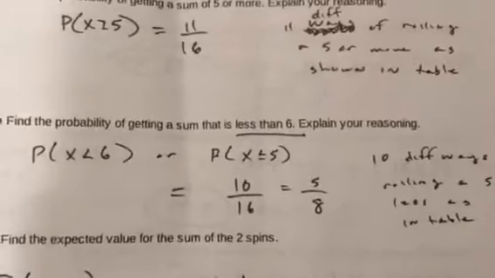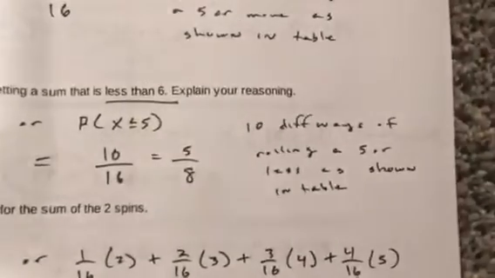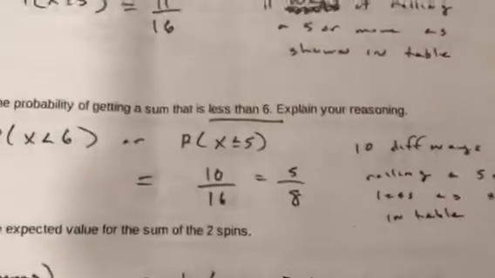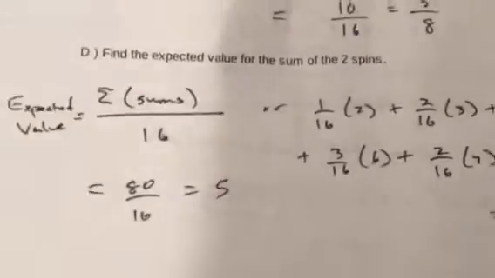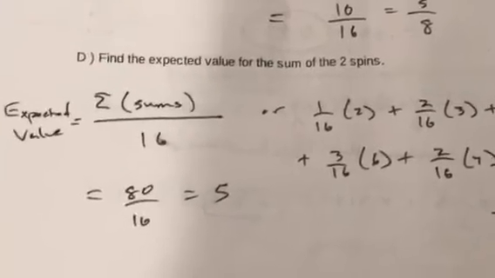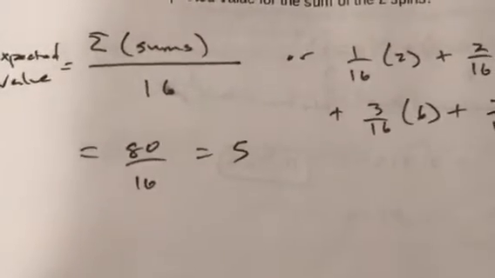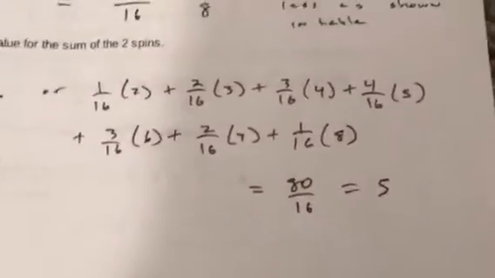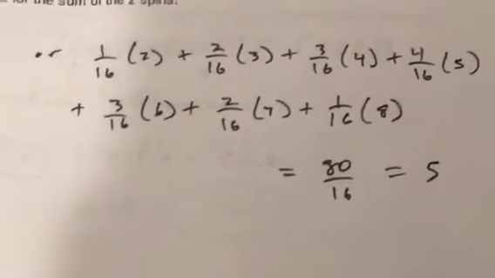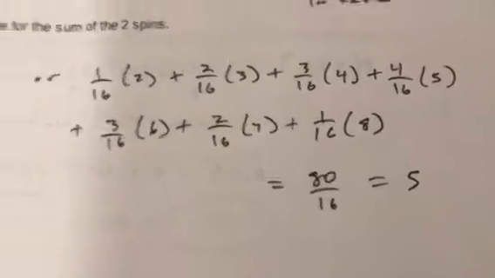What's the probability of getting a sum that is less than 6? There are also, let's see, 10 of those. So 10 different ways of rolling a 5 or less, because to get a sum of 6, that means you're getting 5 or less. We got whole numbers. These are discrete. X is a discrete random variable. Find the expected value for the sum of the two spins. A lot of you saw that if I just add all those numbers in there and divide by 16, that's the number of outcomes there, 16. Or I could do, I have a 1 out of 16 chance of getting a 2, 2 out of 16 of getting a 3, and so forth. I'll still get 80 divided by 16, which is 5.